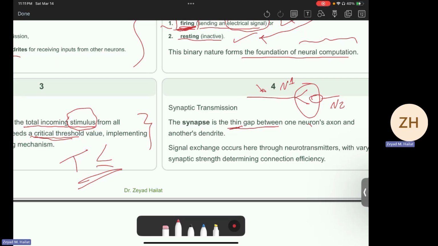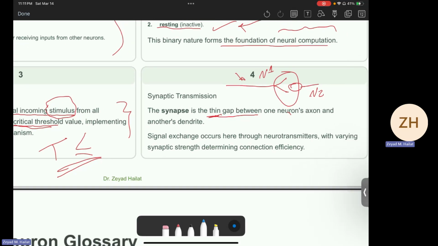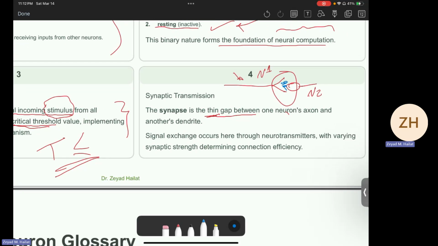This gap in here is called the synapse. A signal exchange occurs there. Now, when a signal exchange happens in this thin layer of the synapse, it happens through neurotransmitters, with varying synapse strengths determining the connection efficiency. So this is how the exchange of signals will happen.